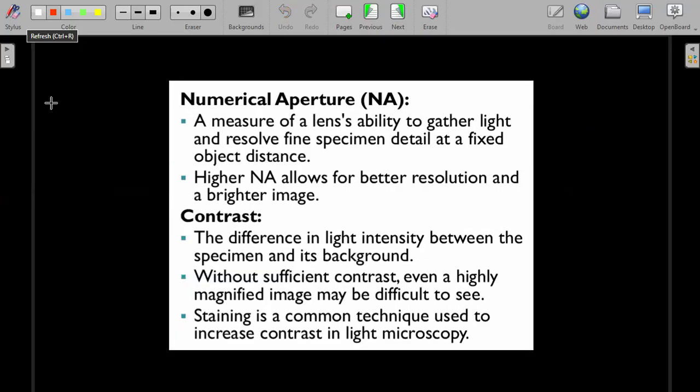So now you notice that in the formula for resolution, we had lambda, which was the wavelength of our light, divided by 2NA. Then we said NA is what we call numerical aperture. So what is this numerical aperture? Numerical aperture is simply a measure of a lens's ability to gather light and resolve fine specimen detail at a fixed object distance, isn't it? So that's what numerical aperture is.